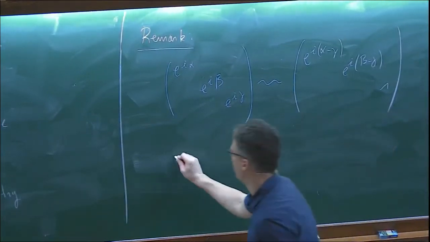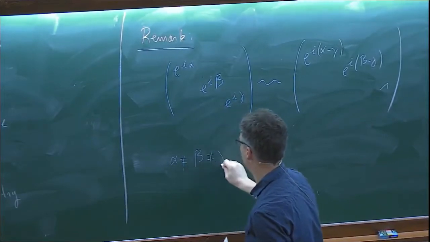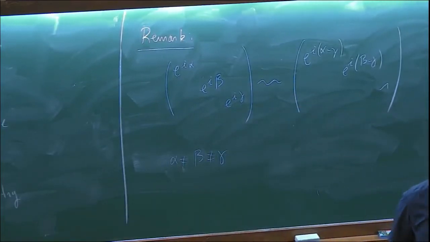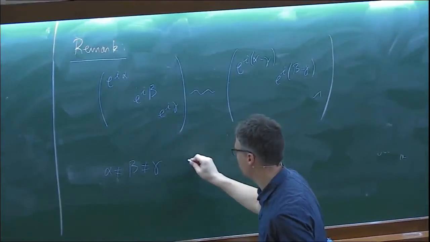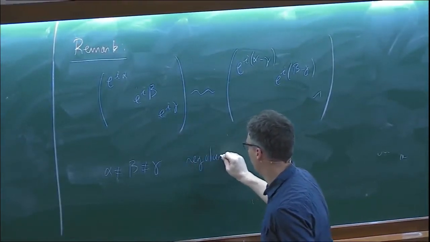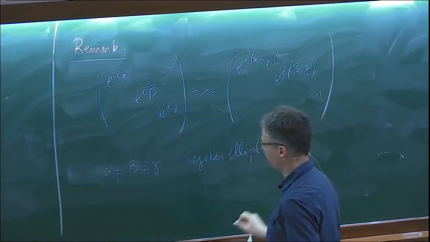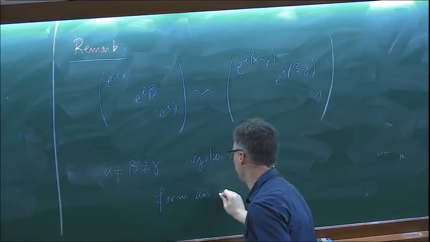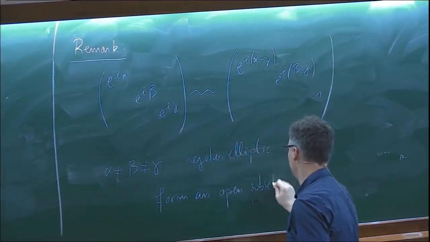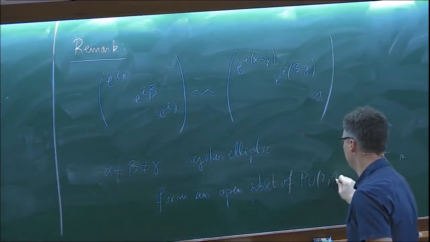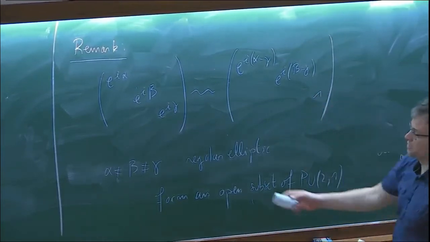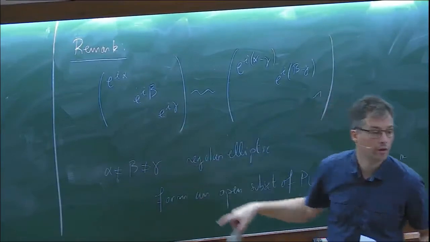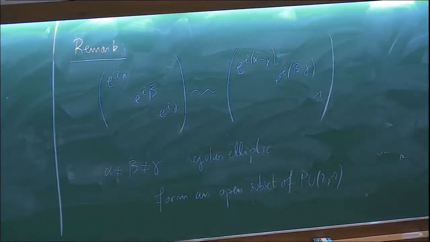My remark here is when alpha is different from beta, different from gamma, I get something which is called regular, okay, a matrix with pairwise distinct eigenvalues. So I get something which is a regular elliptic, and regular elliptics form an open subset of PU(2,1), and I want to keep this in mind. So this is because if you just perturb this a little bit, then the eigenvalues remain distinct. Okay.